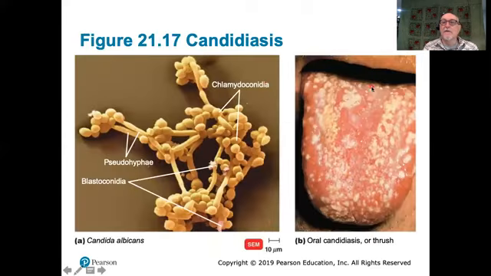So here, this is a typical thrush infection of the tongue. And these are all colonies of the yeast growing on the mucous membranes. Here they are.